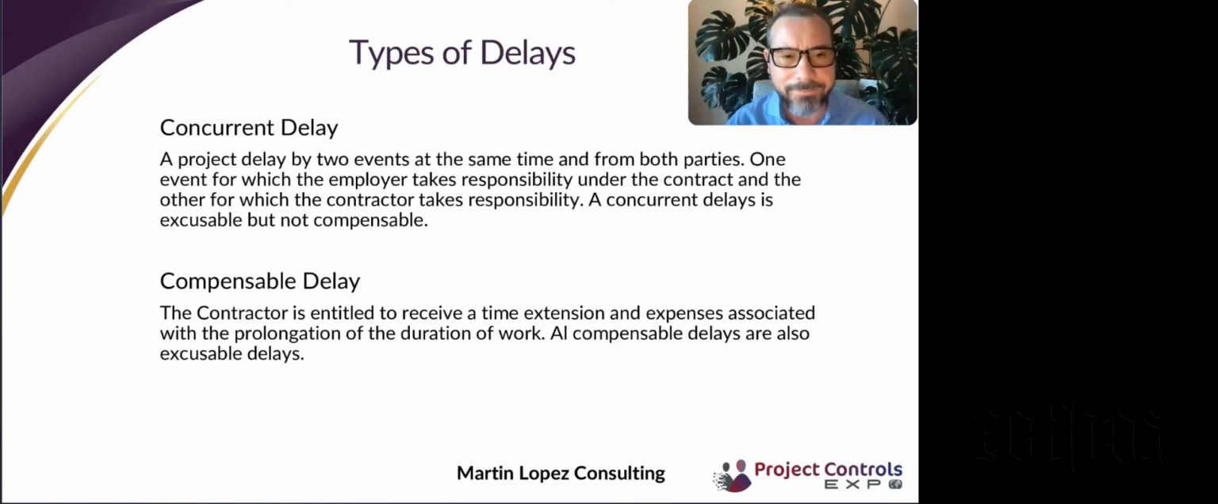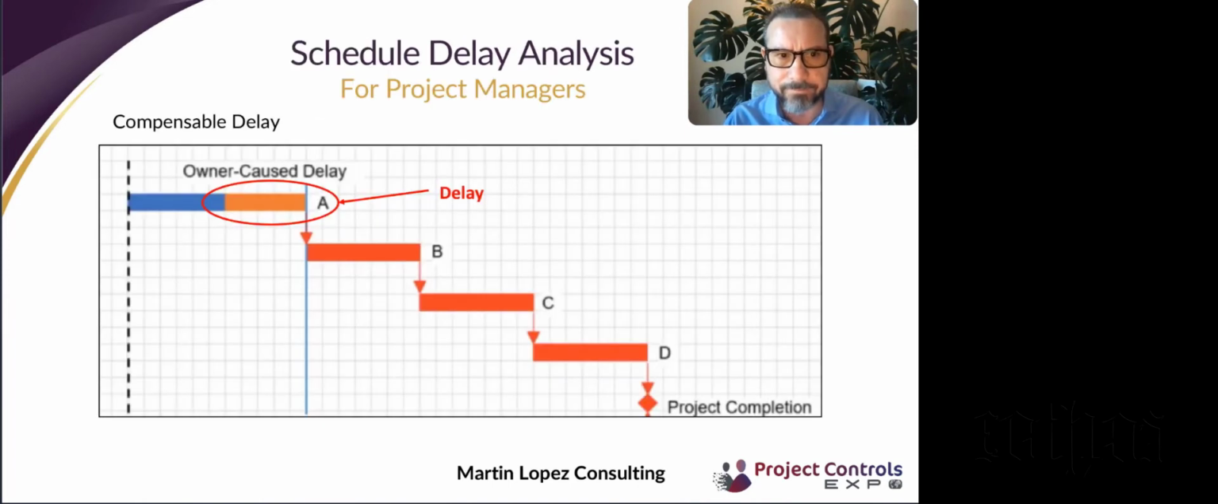Compensable delay, on the other hand, there is monetary compensation for delay. For example, when an owner delays a project for whatever reason, then the contractor is entitled to receive compensation for the number of days of delay.